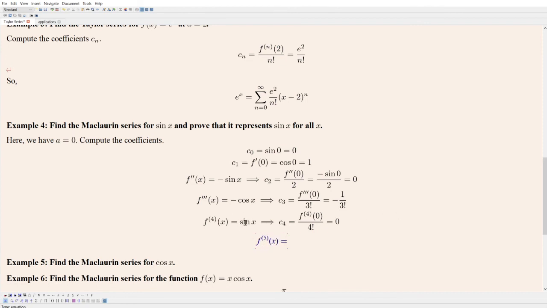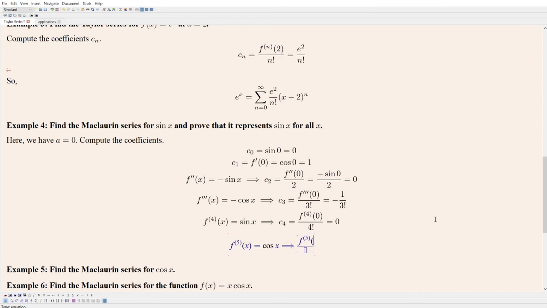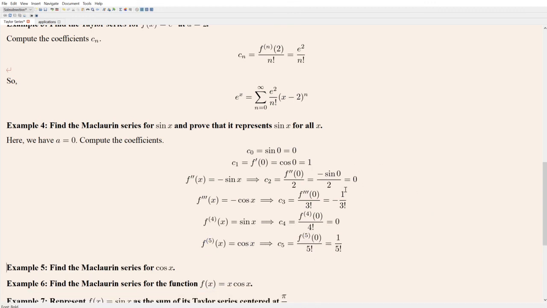Well, we're now at the point where the derivatives are going to start repeating themselves. So we get cosine again. So this is c sub 5. So cosine of 0 is 1, so we get positive 1 over 5 factorial. Okay, well maybe now you can see the pattern.